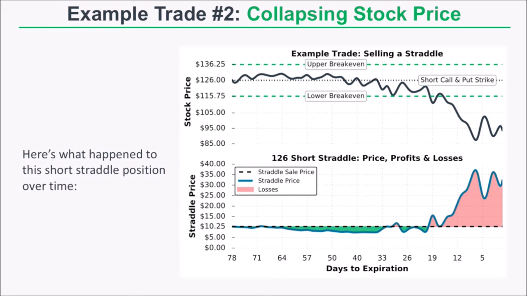So at expiration, that short put was deep in the money, and the stock price was well below the lower break-even of 115.75, and therefore this position realized a loss. So the straddle's price around expiration was right around $32.50, so the final loss at expiration was right around $2,250 per short straddle. So this example just demonstrates that when you sell a straddle and the stock price makes a significant move in either direction, you will have significant loss potential from that movement. So when you sell a straddle, you really need the stock price to remain between your break-even points.